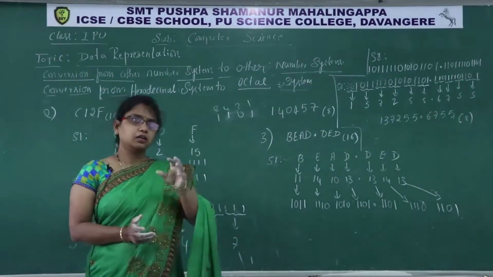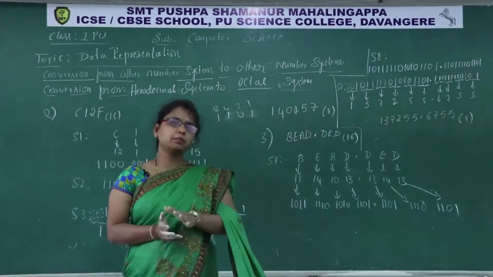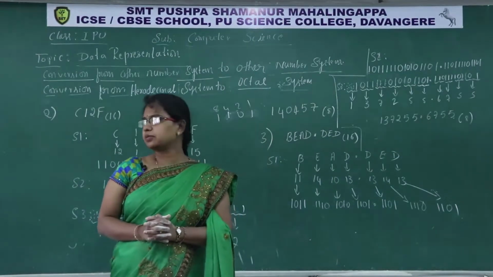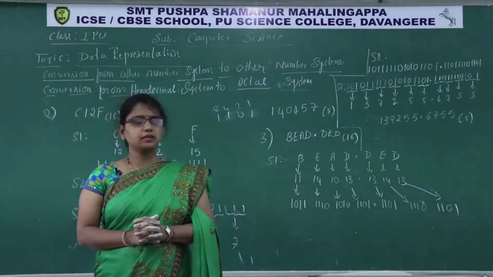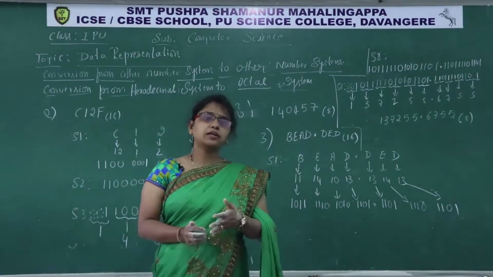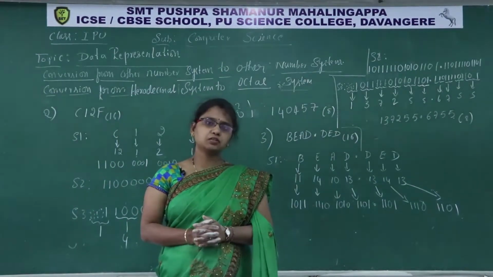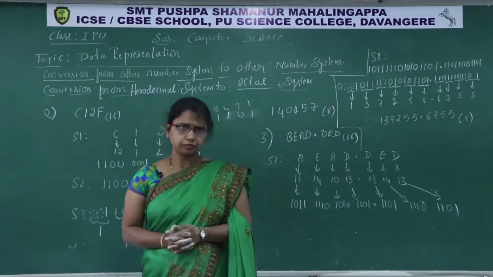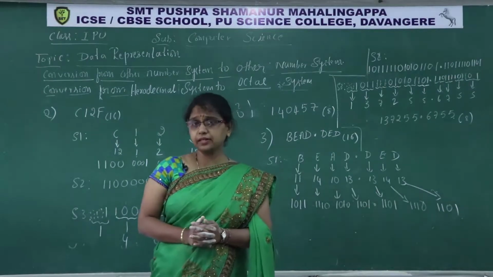First, let us consider decimal to other number system. So this is one method. In decimal to other number system, the given number is in decimal form. We want to convert into other number system. What are the systems that come under other number systems? Octal, binary and hexadecimal. So how to remember easily?